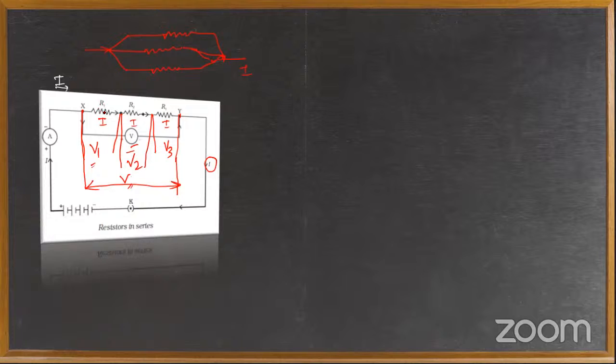Here the potential difference across each resistance varies, but the current through this circuit is the same. Current doesn't change. Now, this is the total potential difference. Total potential difference V is equal to the potential difference across the first resistance V1 plus the potential difference across the second V2 plus the potential difference across the third one V3. This is the equation where we are going to put the values.